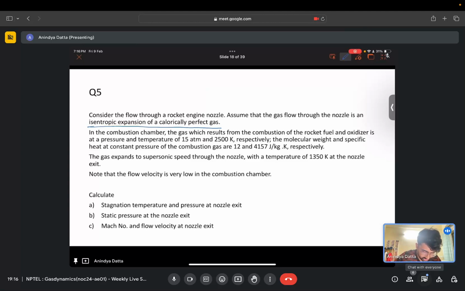Let's just draw a simple schematic of the rocket engine nozzle. So let's say this is our rocket engine. Then we have a nozzle like this.